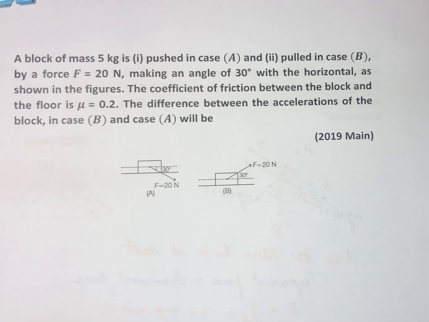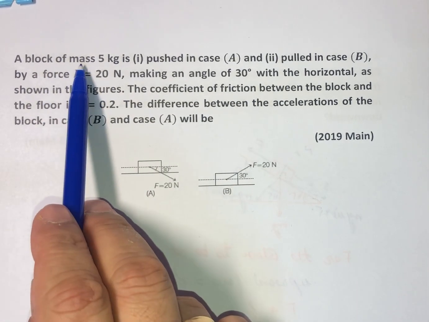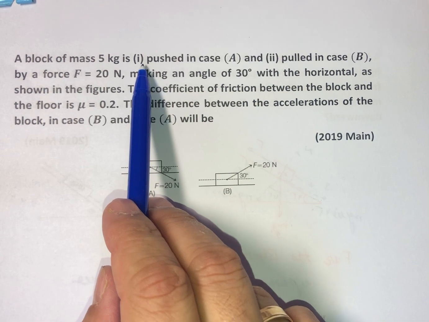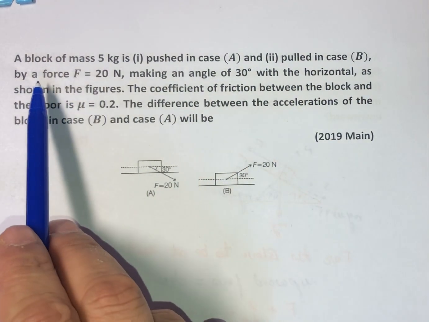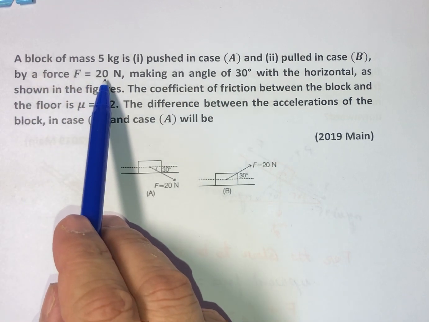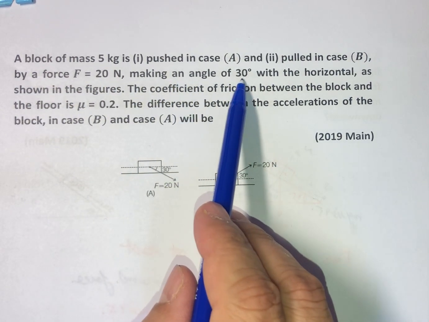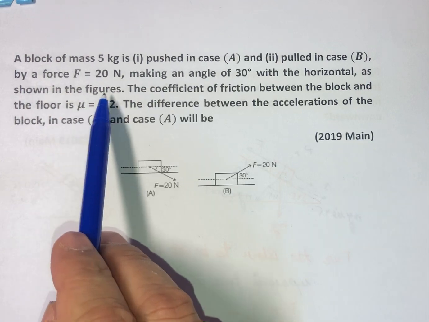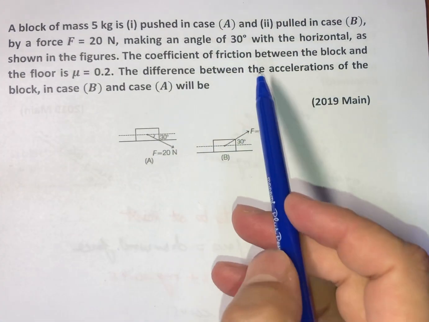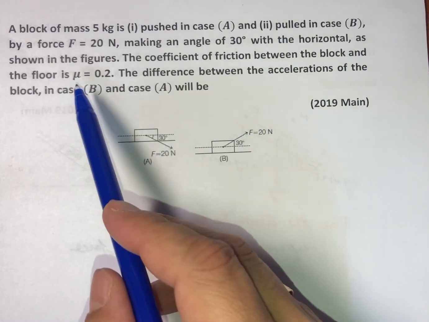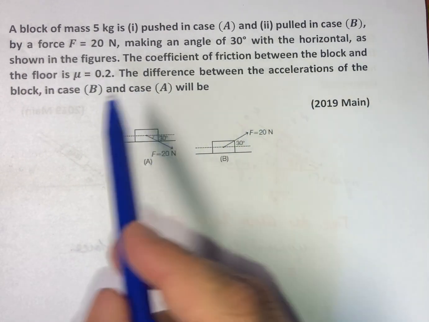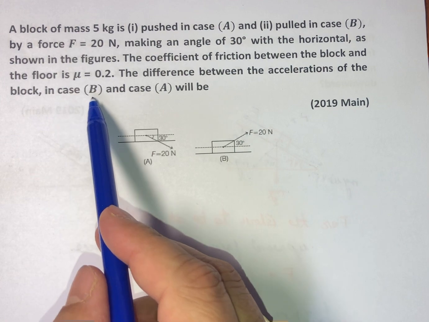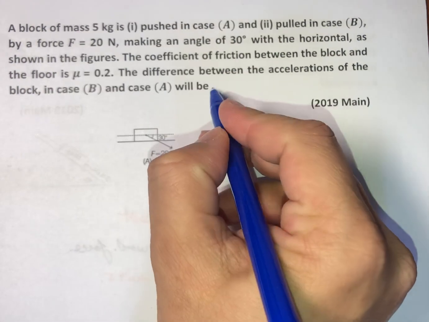Hello friends, today's question. A block of mass 5 kg is pushed in case A and pulled in case B by a force F of 20 Newton, making an angle of 30 degrees with the horizontal as shown in the figures. The coefficient of friction between the block and the floor is 0.2. The difference between the acceleration of the block in case B and case A will be.